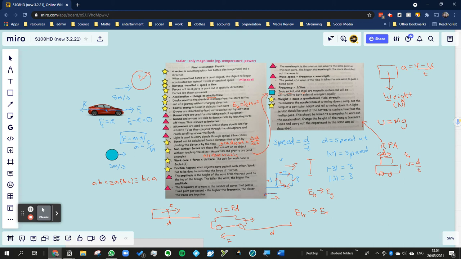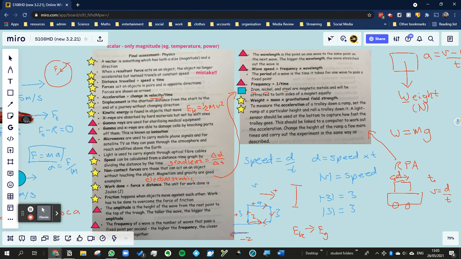And it looks like you only need to know this one fact. Just remember iron, nickel, and steel. Actually, there is another one they've not mentioned, I just realised, which is cobalt. Cobalt also is magnetic.